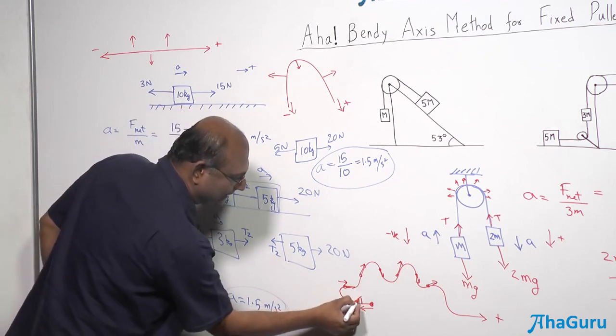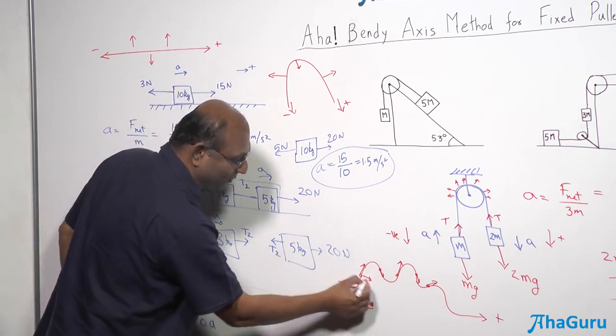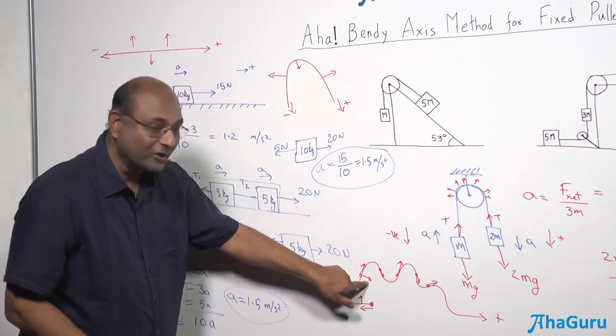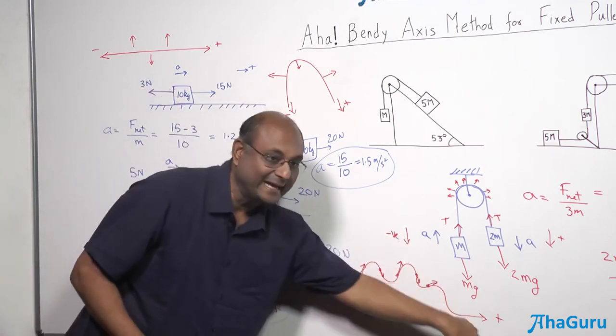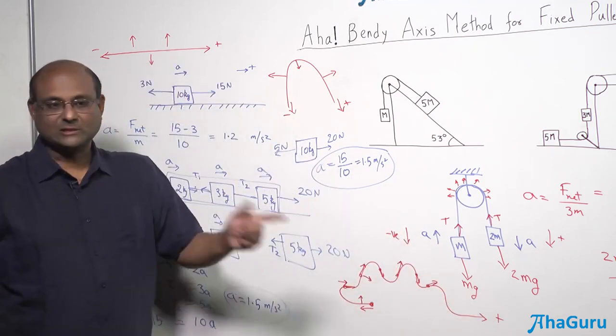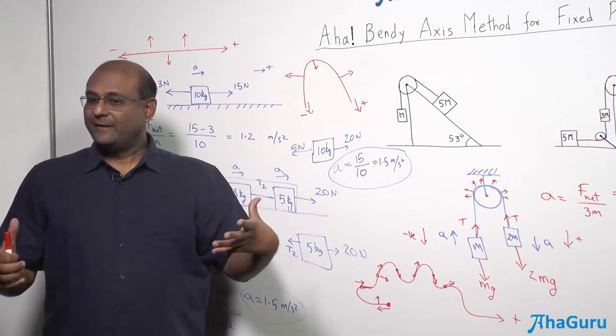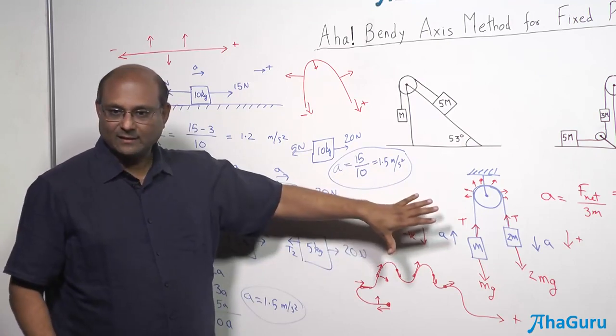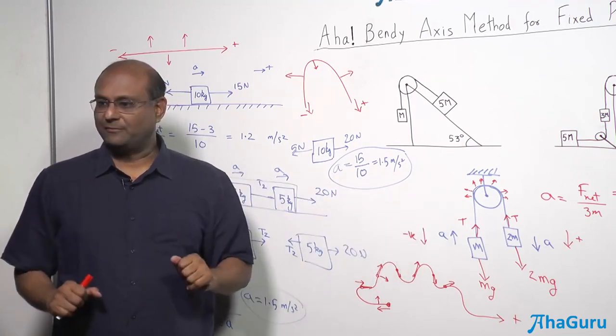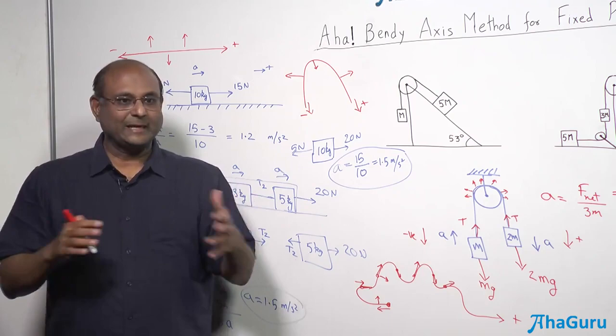Perpendicular here looks like this. Perpendicular here will look like that. This force will not play a role in this direction because it's perpendicular to the bendy axis. I hope this idea is clear. The best way to understand this is to apply it to a lot of different types of examples. Okay, so you should basically try that out now.